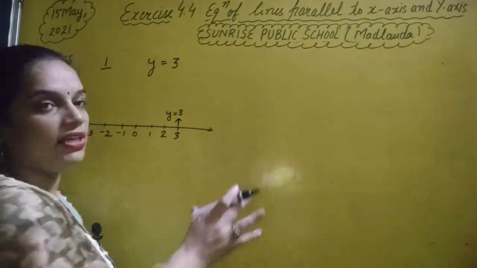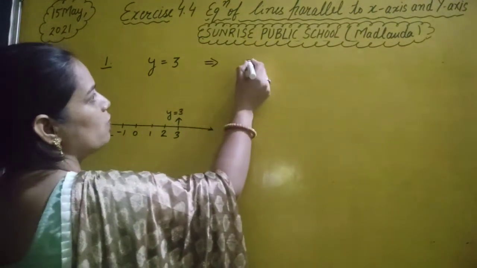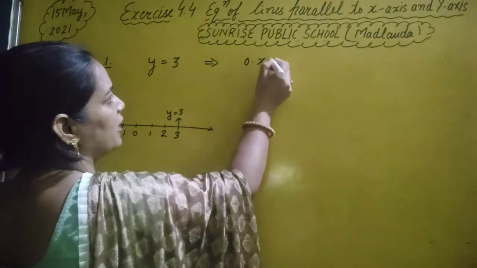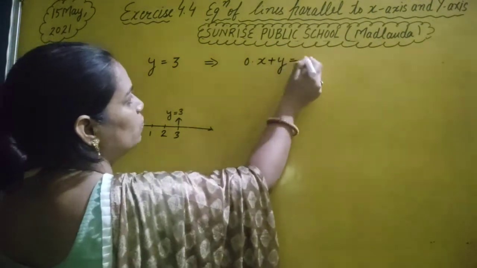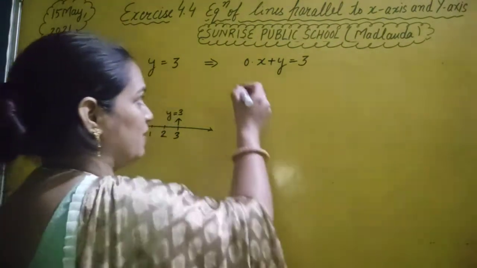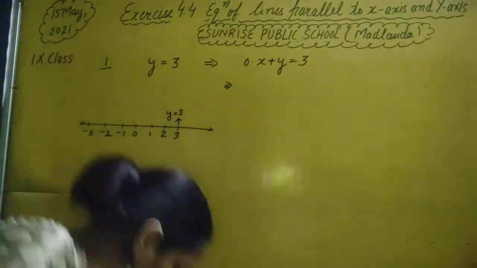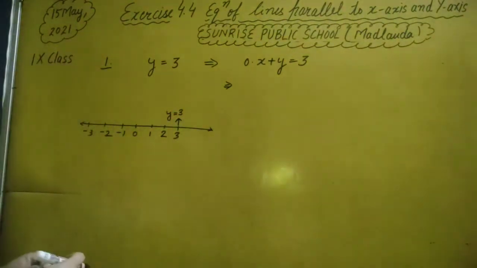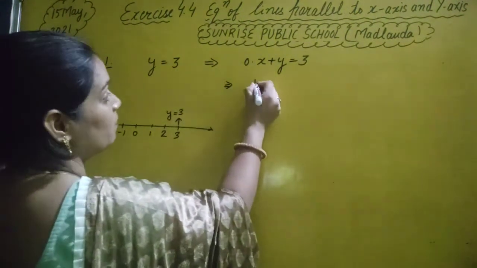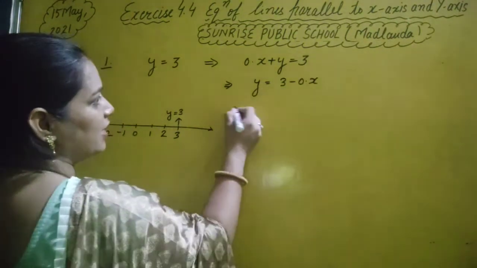Now in case of two variables, how will we convert y is equal to 3 into two variables? We can convert it as 0 into x plus y is equal to 3. In this way we can convert into two variables. Now same as in the previous question, we can find two or more solutions by taking the term of variable x on the right hand side.